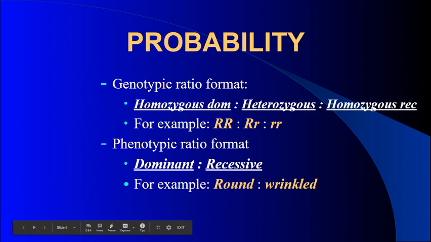So when we're doing ratios, the genotypic ratio always has to go in this order. We put how many homozygous dominants we have first. Then we say how many heterozygous we have. And then we say how many homozygous recessives we have. Even if you have 0 of something, you have to include that as a placeholder in your genotypic ratio. Phenotypic ratio must always be dominant first, and then the recessives next. And same thing, you must include 0 if you have any as a placeholder.